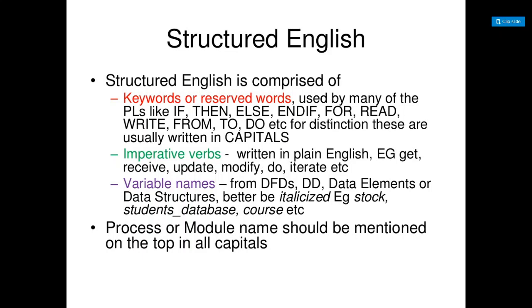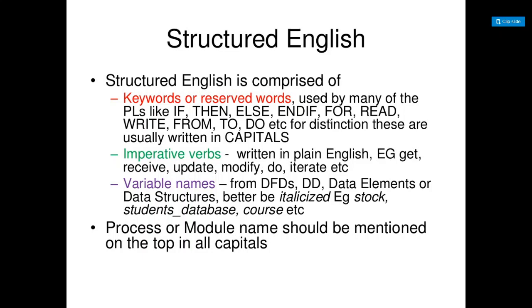And imperative verbs like receive, update, modify, do, iterate, all those things. And variables like DFD, DD, data elements, data structures. Especially, it is better if you italicize those things. Example, like stock. A student database is usually a name of a database. But if you say students_database, it is understood that you need to name the table or database as students_database, so that the programmer understands what you are intending to say, right?